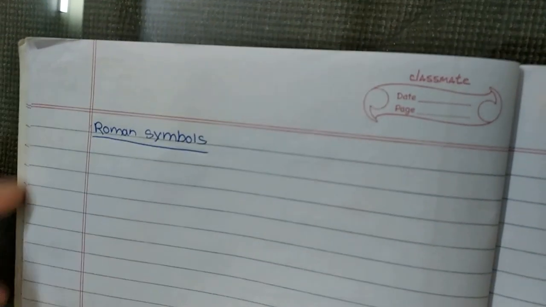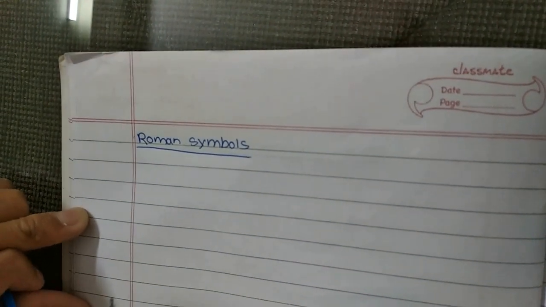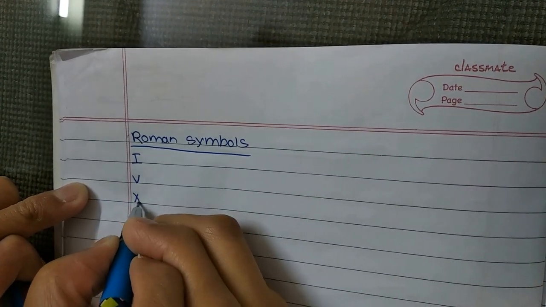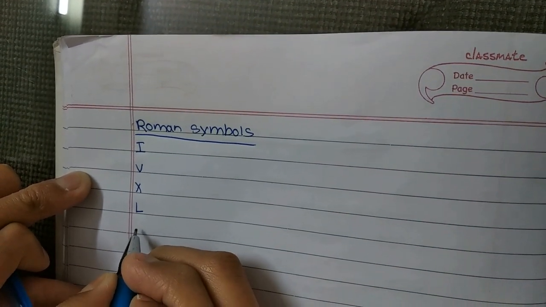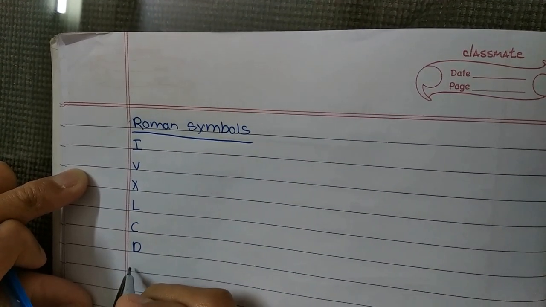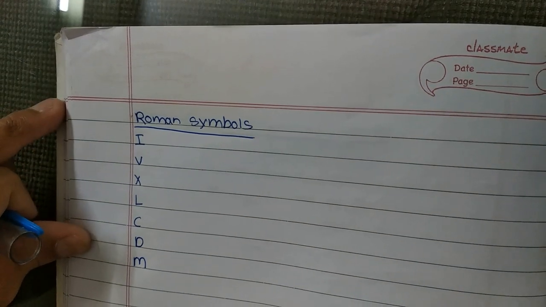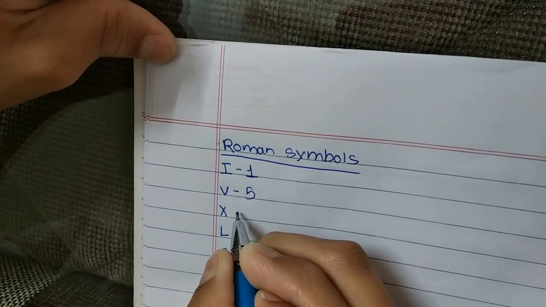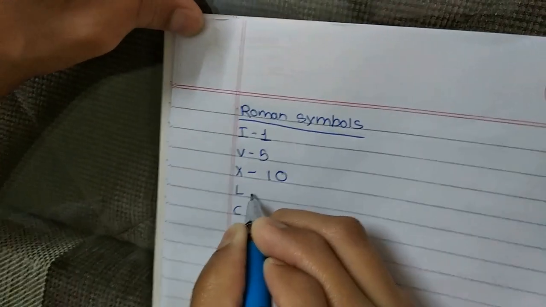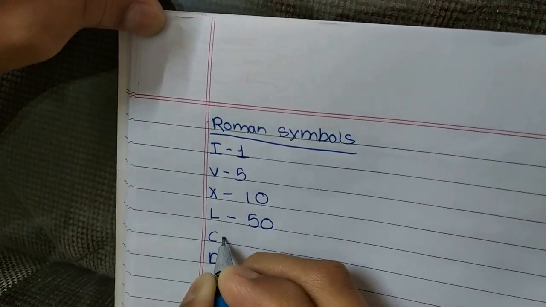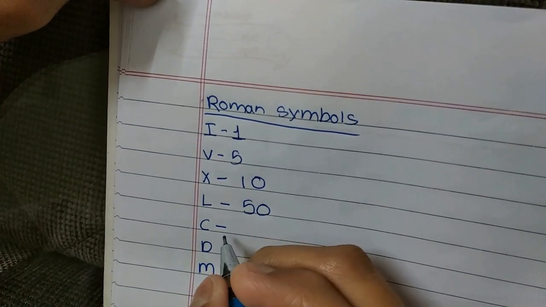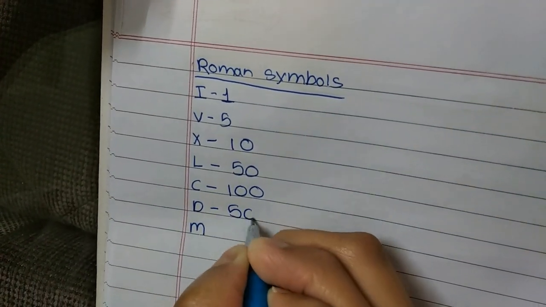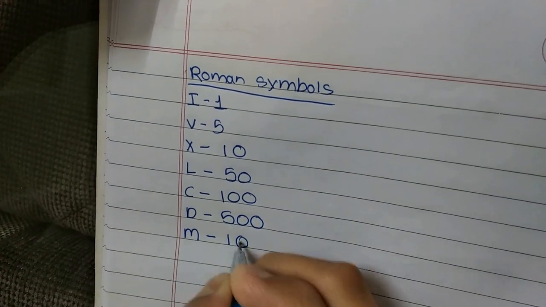Roman symbols. They used I, V, X, L, C, D, and M. So the values of these are: I is 1, V is 5, X means 10, L means 50, C means 100, D means 500, M means 1000.